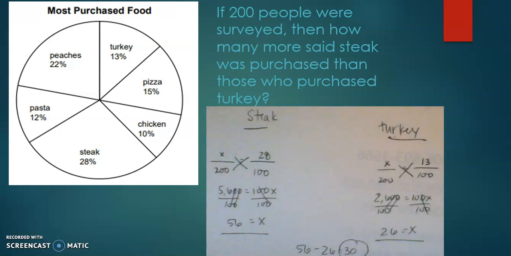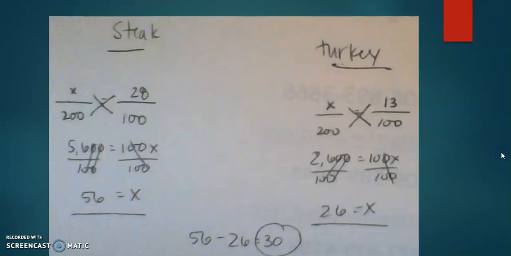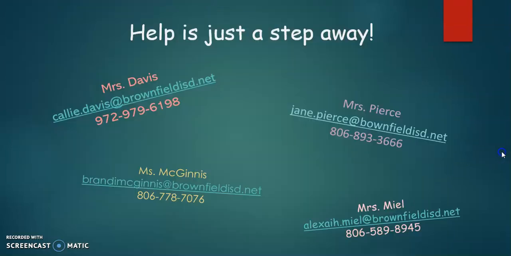Divide by 100 on both sides on both proportions. We're left with steak was 56 people. Turkey was 26 people. Again, that's not the answer to the question. We want to know how many more purchased steak than purchased turkey. So what we had to do is subtract turkey from steak. 56 minus 26 is 30. There it is again.